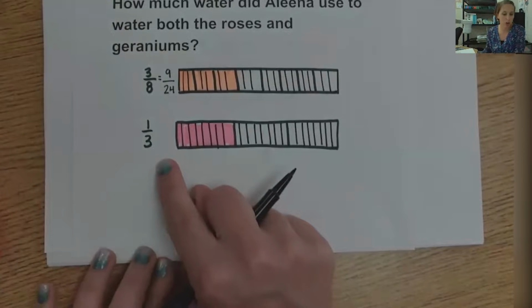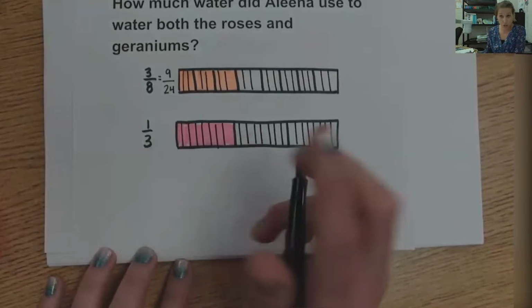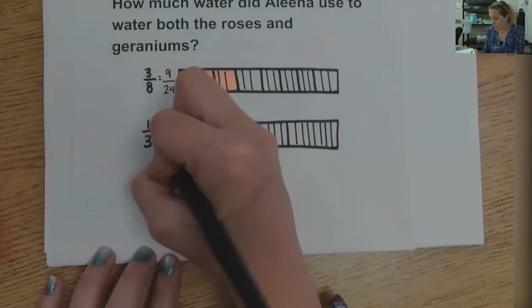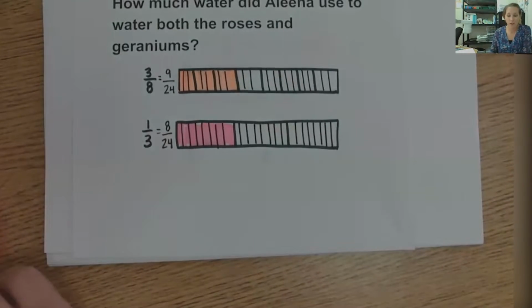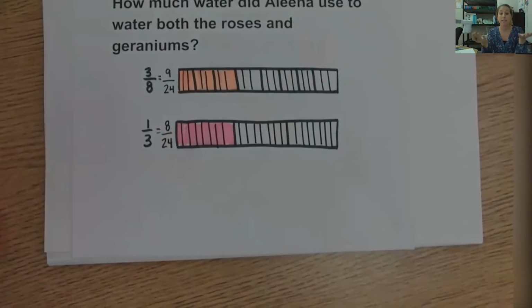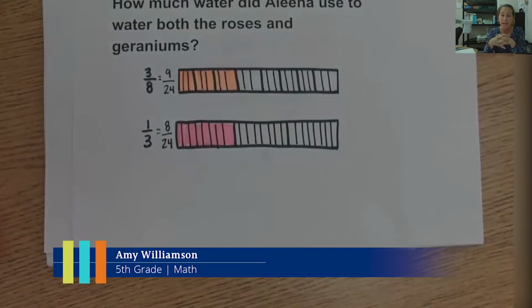What conclusion can we draw about 1/3 now? 1/3 is equivalent to what? Good job. 1/3 is equivalent to 8 24ths. Great work. Now that we have the same size pieces, we can combine those. To combine means what? Somebody said combine means we are going to add. Fabulous. So I want you to combine those. Give it a try.